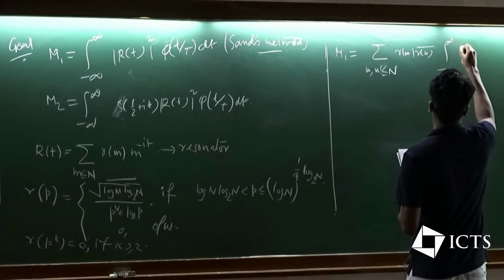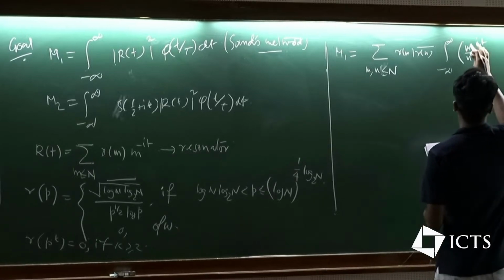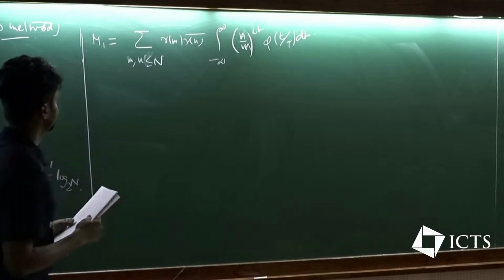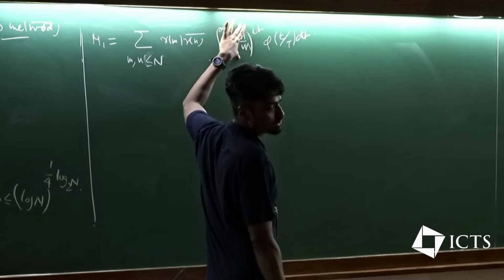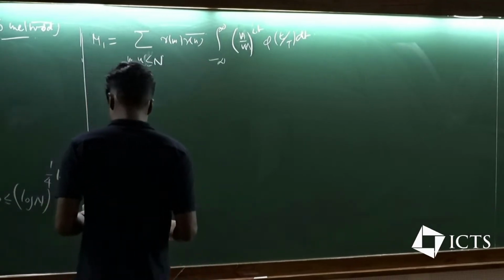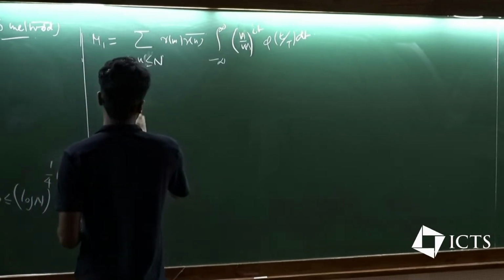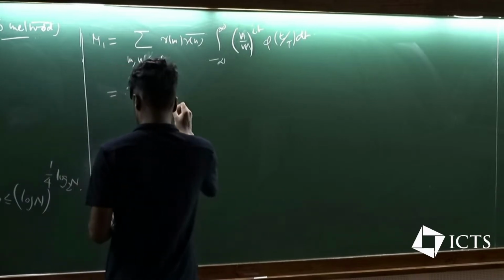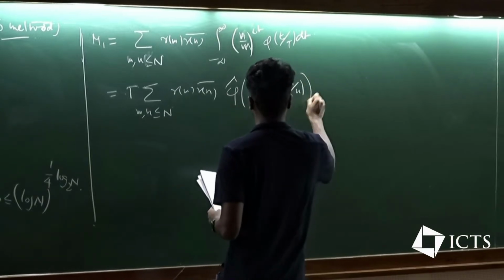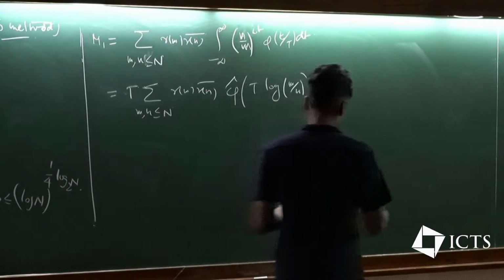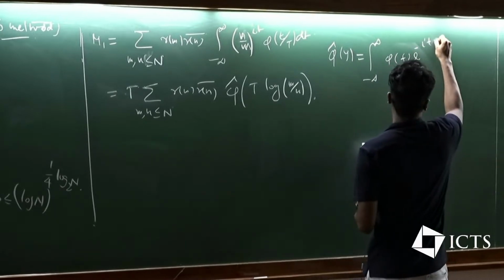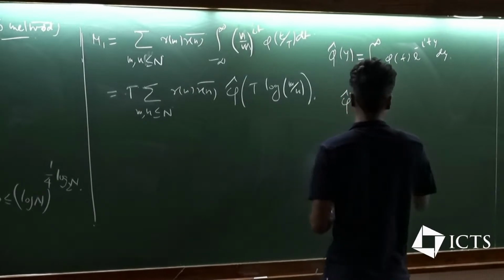And the integral from minus infinity to infinity of (m/n) to the power it, and phi of t. So basically this kind of integral depends on how this frequency oscillates. If n is equal to m, this will give you the main term. Otherwise, they have a lot of cancellation in this integral. If you use the Fourier inversion, you will end up with the sum over m, n bounded by N of r(m) r(n) bar, and phi hat of T log m over n. And this is phi hat of y, the inverse Fourier transform, phi of t to the power minus ity dy, and you know some good growth of this function.